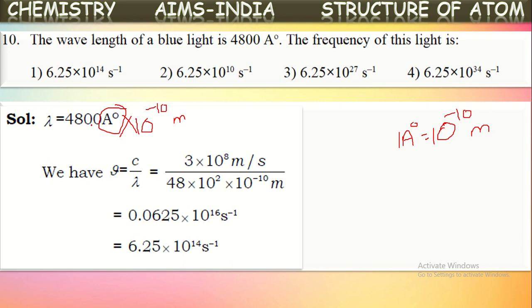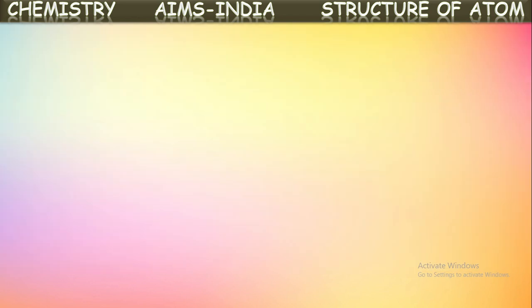Now, wavelength is given. C is a constant whose value is 3 into 10 to the power of 8 meters per second. Now the C value is known, the lambda value is given, and we are asked to find the frequency. If we substitute the values of velocity of light and wavelength, we get the final frequency value as 6.25 into 10 to the power of 14 second inverse. Where is it? Yes, here. So this is the correct answer. Okay. Next question.